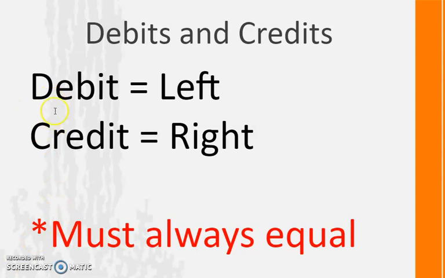Debits and credits, just like the accounting equation, must always be equal. So when you record a transaction, you will always have at least one debit and at least one credit, and those amounts will always be the same. Just like when you record a transaction in the accounting equation, the asset side and the liabilities and owner's equity side need to remain equal, so do debits and credits.